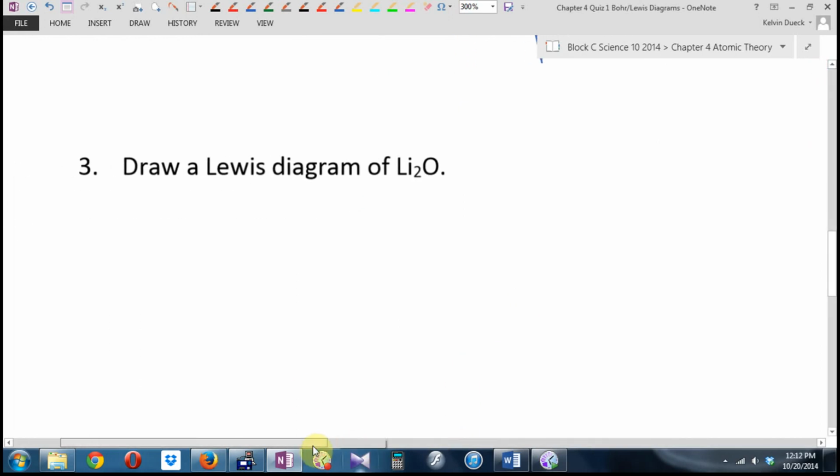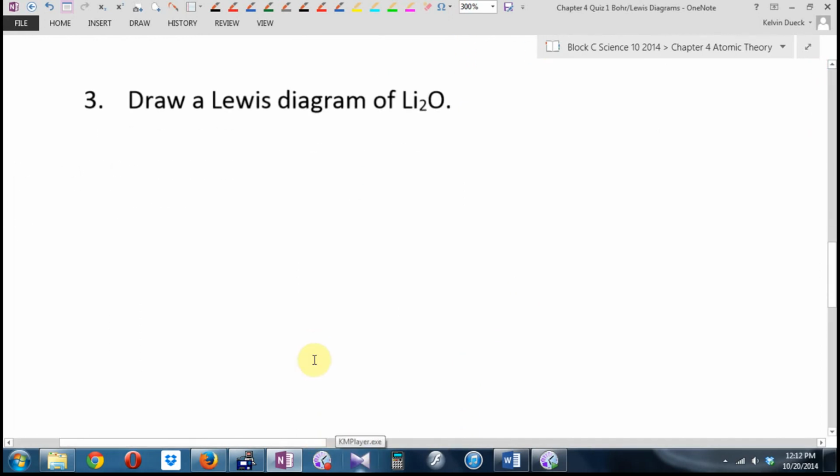Draw a Lewis diagram of Li2O. First thing, before I even start, ionic or covalent? How do I know it's ionic? Just by glancing at it: there's a metal. So ionic is going to look different from covalent. It's going to have square brackets. Which one is there the fewest of, lithium or oxygen? Oxygen's going to go in the middle.